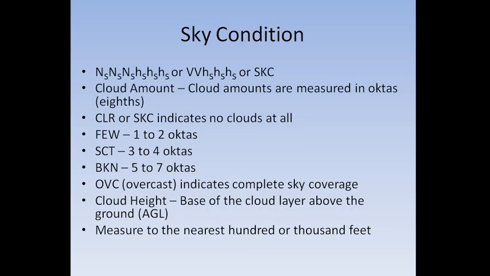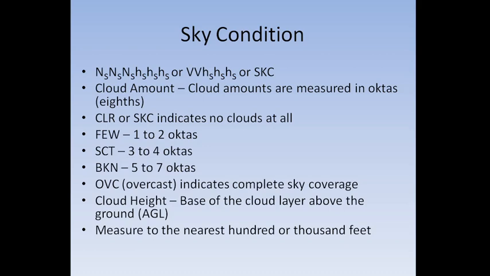Sky condition, the code for sky condition is the coverage and the height. You can go vertical visibility if total overcast. If it's foggy out, you can't see the sky, you look up, you estimate how far you can look up in the vertical to report vertical visibility, or you go SKC. Sometimes you see a CLR for clear skies. That means there are no clouds in the sky whatsoever. If there's one cloud in the sky, you have a few condition. So cloud amount is measured in oktas, so you break the horizon up into 8 parts, and that's how you determine your cloud amount or sky condition.